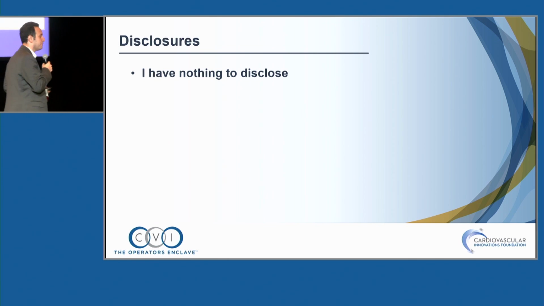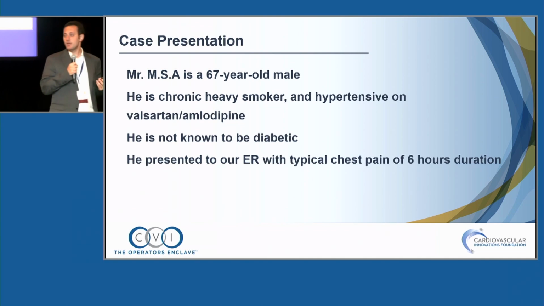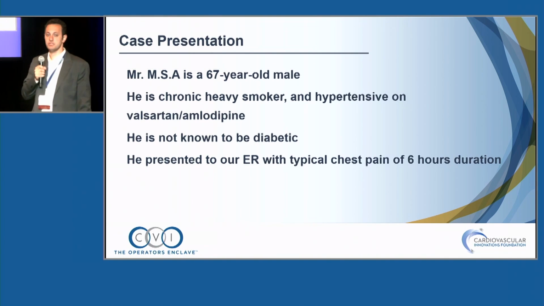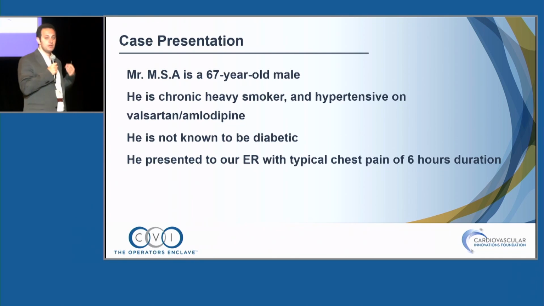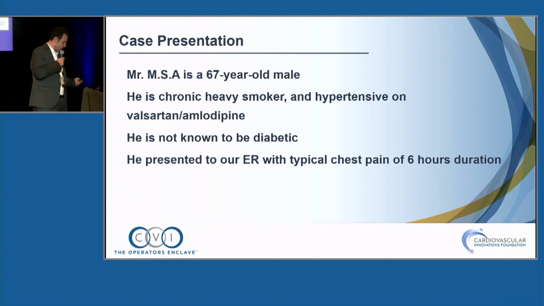I'll try to summarize the 7-hour story in 5 minutes. So, I have a 67-year-old male patient. He's hypertensive. He's not known to be diabetic. He's a chronic heavy smoker. He presented with typical chest pain of 6 hours duration.